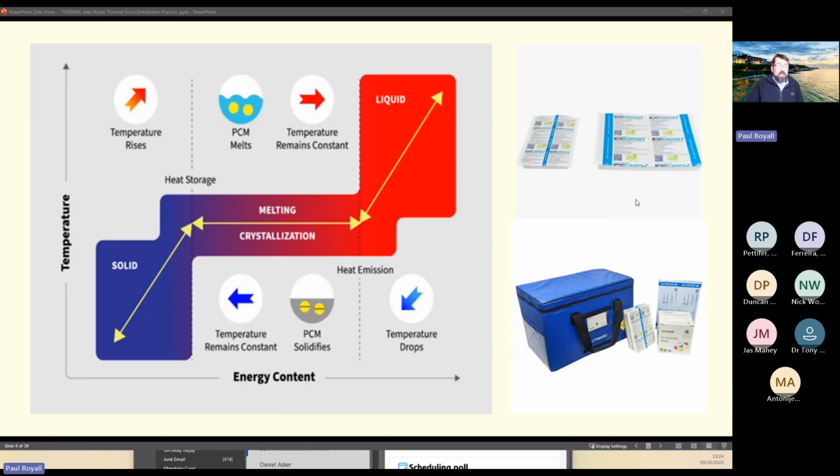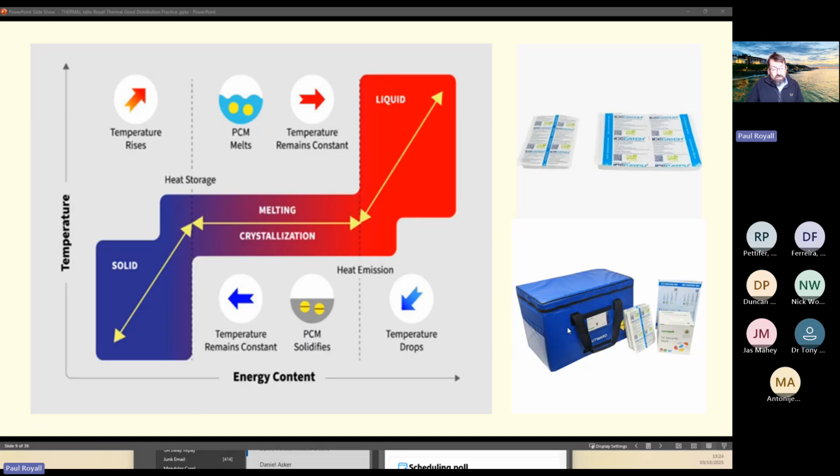If we're going to do it repeatedly, we need to do some stability testing on the phase change materials. So how many times can I go freeze, cool, freeze, cool, freeze, cool, and still maintain the integrity and the safety of the phase change materials?